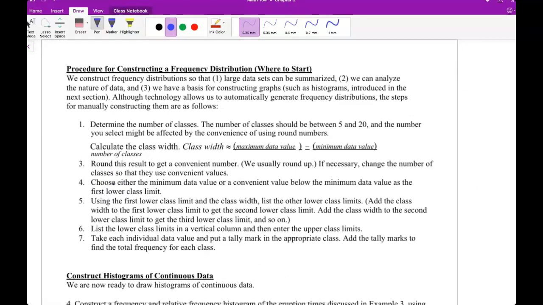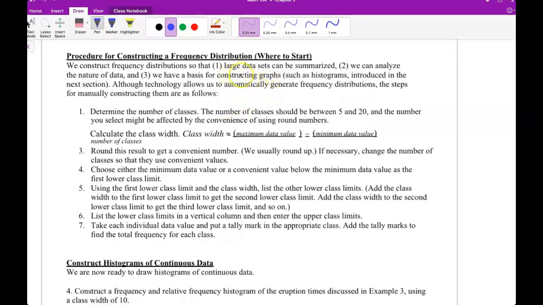Next page, procedure for constructing a frequency distribution. We construct a frequency distribution so that large data sets can be summarized. We want to summarize our data. That's why we're constructing a frequency distribution. So this is one reason for that. The other one, we can analyze the nature of data. And also we have a basis for constructing graphs, such as histograms, introduced in the next section.